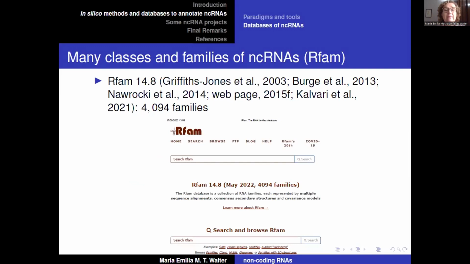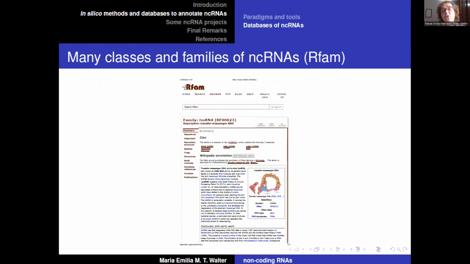A very well-known database is Rfam. Rfam is used together with the Infernal method, and it's in its version 14.8, and it contains more than 4,000 families. With Rfam, you can search and make many other investigations, including extracting some information as shown here in this slide.